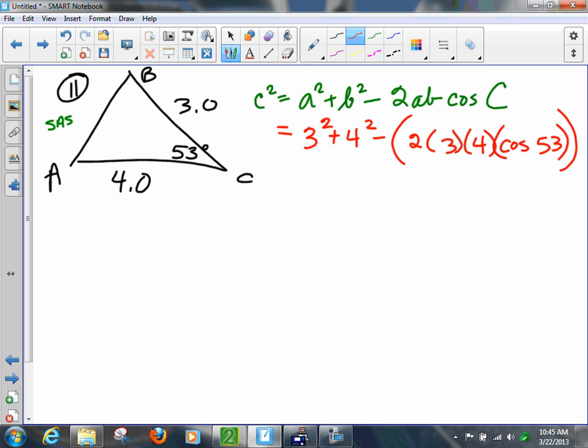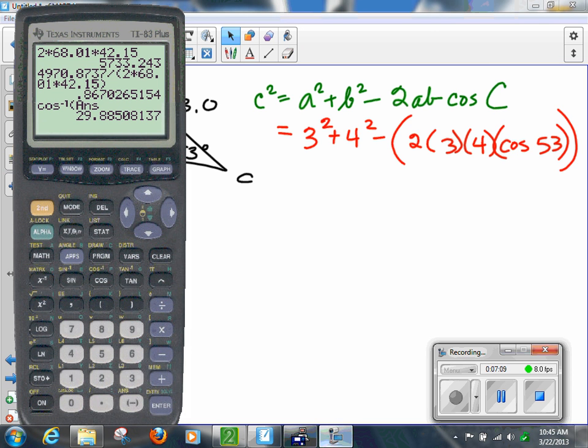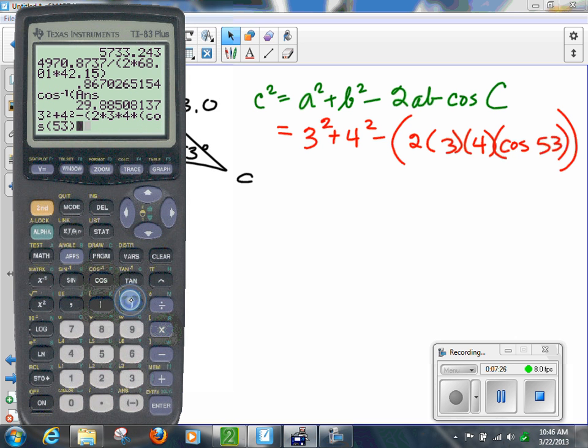Now, calculator time. You can put this straight in your calculator. So 3 squared plus 4 squared minus the quantity. You got to put this here. If you don't, you're going to get the wrong answer every time. 2 times 3 times 4 times cosine of 53. I close the 53. I'm closing the cosine. Now I've got to close that right side.